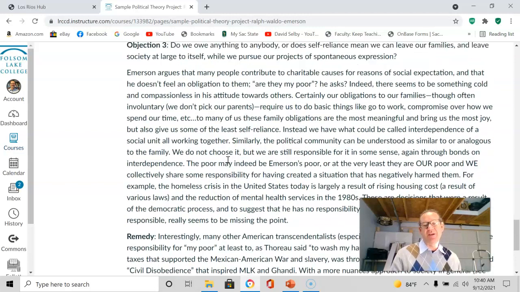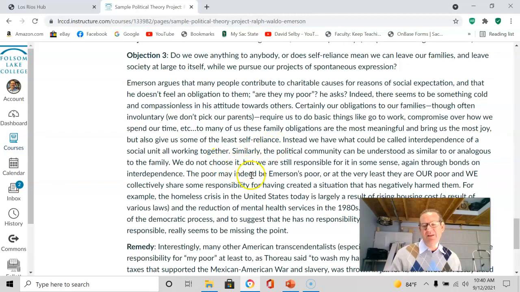And then objection 3. Interestingly, as much as he's being individual and everything like that, it leads in an odd, self-centered way to some odd conclusions, and it's a little bit egotistical in a way. I think it's a very self-regarding sort of theory. At one point he says, well, do I have to give to help other people? Are they my poor? I mean, do we owe anything to anybody? Does self-reliance mean we can leave our families, leave society at large to itself while we just pursue our own personal projects of spontaneous expression, right?